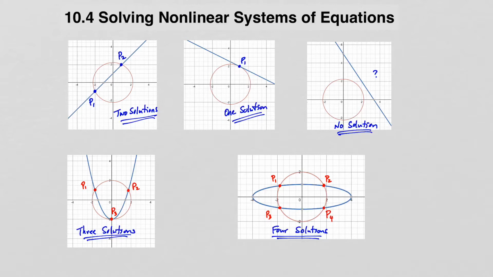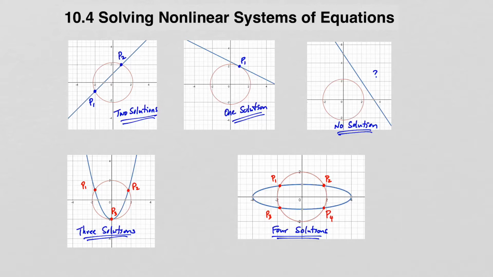But you could have a circle and a line where the line is tangent to the circle. In this case, there would only be 1 point of intersection, so only one solution. Or you could have a circle and a line that don't intersect at all, and in that case, you would have no solution. So depending on the situation, you could have any number of solutions.